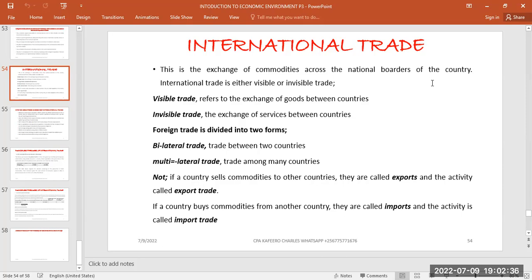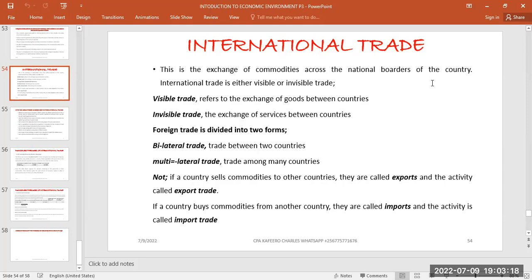International trade is either visible or invisible. These commodities may be services or goods, and we are talking about these items we are exchanging as being visible or invisible. Visible trade is the exchange of goods between countries, and the invisible one is the exchange of services. These services, we can talk about them in terms of, let's say, tourism, and others.